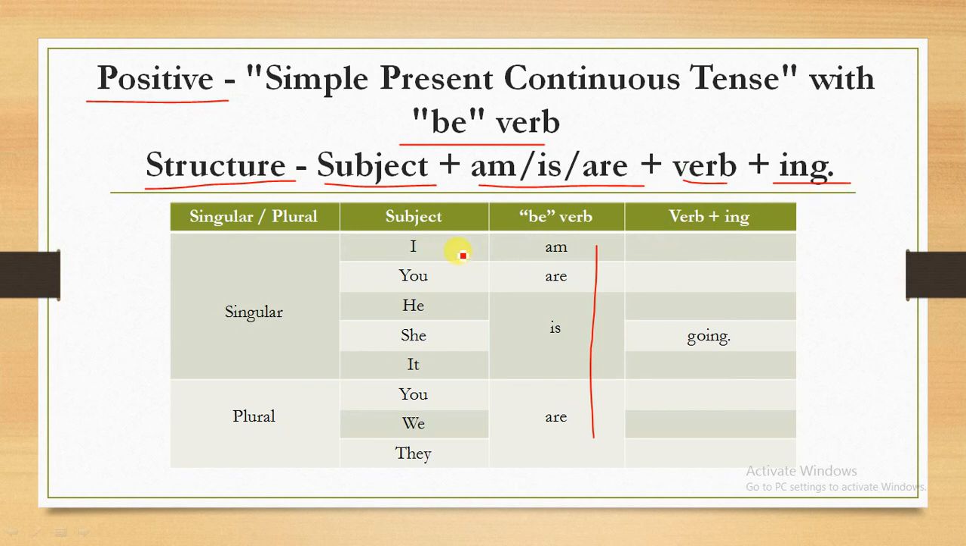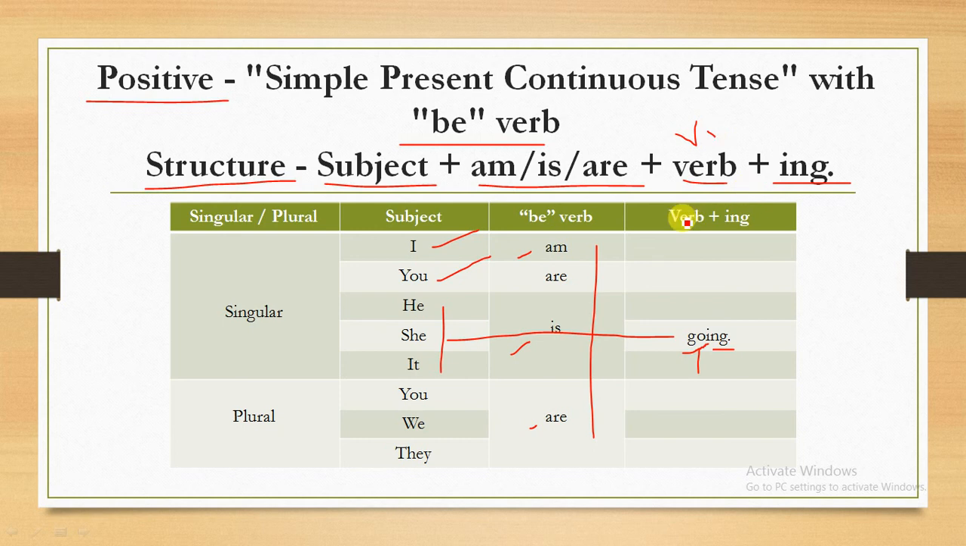So here, for example, she is going. This is the first person, this is the second person, and he, she, it come in the third person. Am, is, are are nothing but the be verb, and this is the regular verb. Here we will use some regular and irregular verbs. For example, go plus ing, going. So here we will use the verb's first form plus ing.